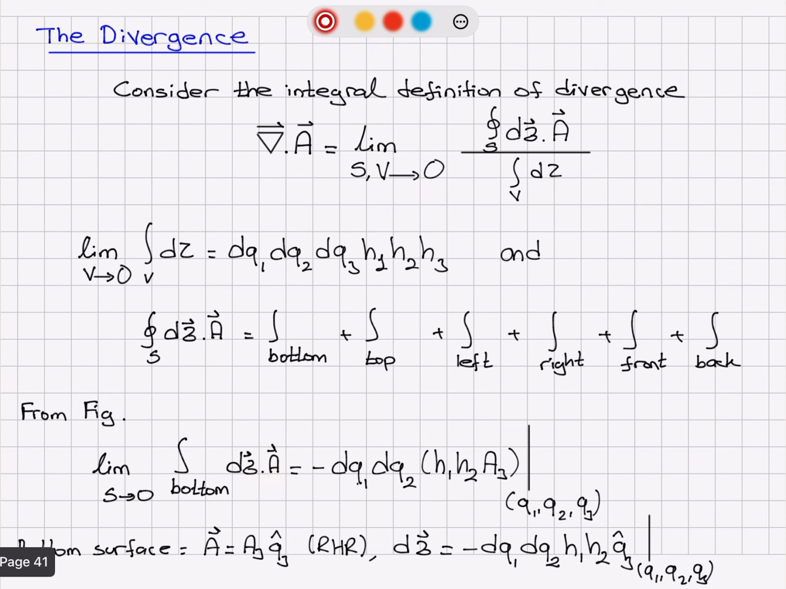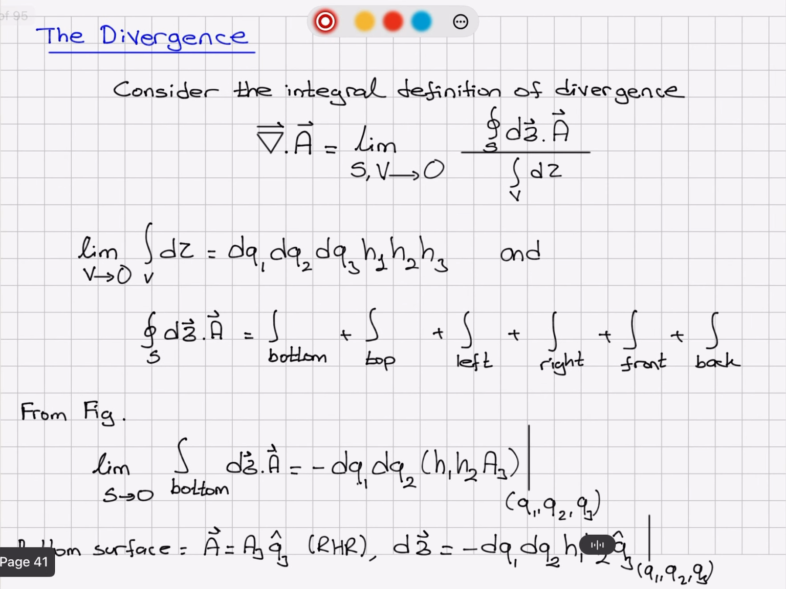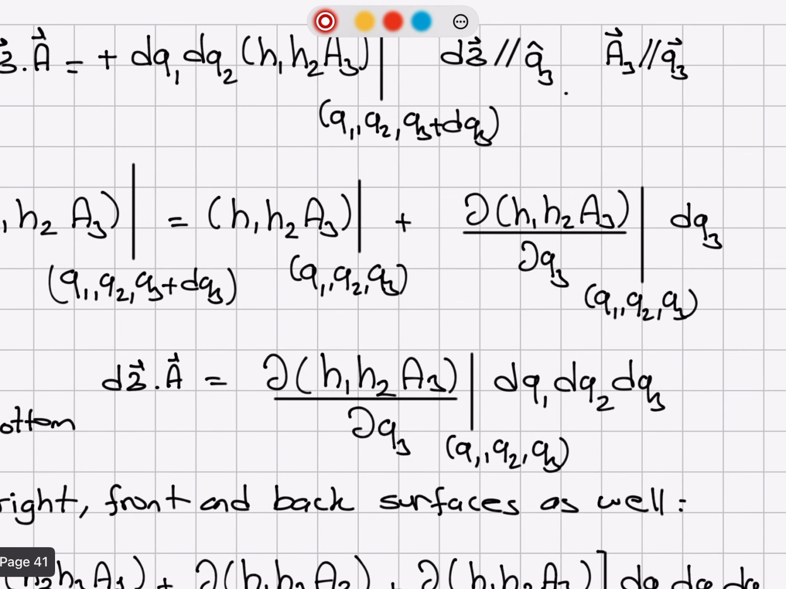I'm taking the dot product with the area, so because it's in the minus q3 hat direction, minus q3 hat dot product with A gives me the A3 component, and this has to be evaluated at Q1, Q2, Q3. So that's what I have here for the bottom surface. Now for the top surface, I have the same thing, but this has to be evaluated at Q3 plus dQ3, and it has to be positive because the area vector points in the plus Q3 hat direction. Now I considered this H1, H2, A3 product written at the point Q1, Q2, Q3 plus dQ3. In the limit dQ3 goes to 0, using Taylor series expansion, it's equal to H1, H2, A3 evaluated at Q1, Q2, Q3, which was the same contribution from the bottom surface, plus the partial derivative with respect to Q3 multiplied by dQ3.